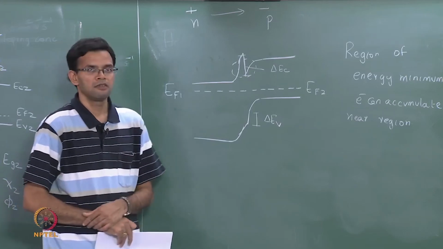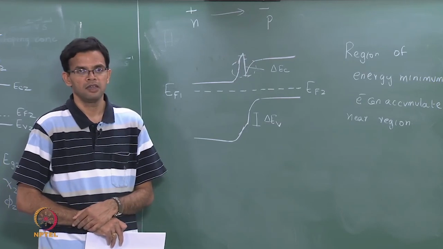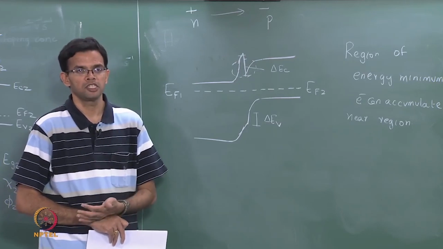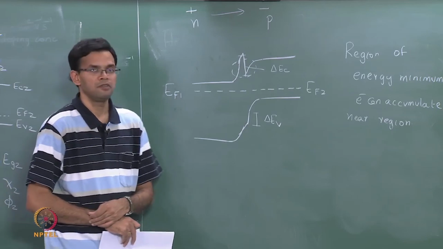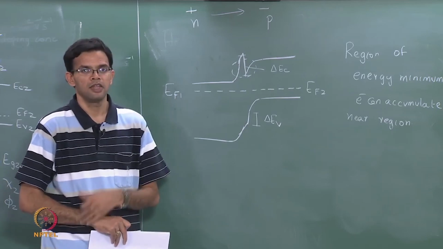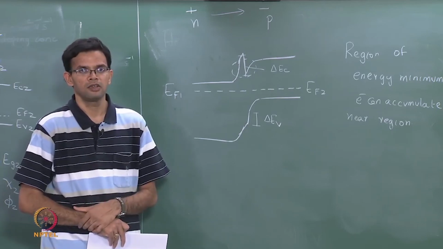In next class we are going to look at devices where we have more than one junction. So, an example of such a device is a transistor. So, the next class we are going to start looking at transistors.